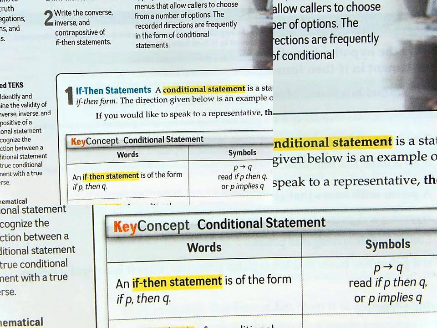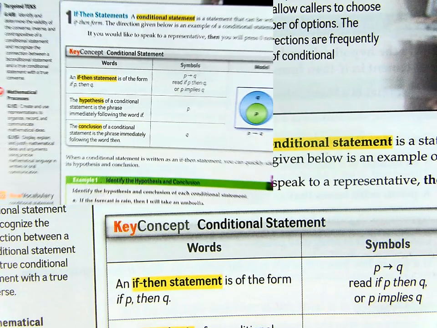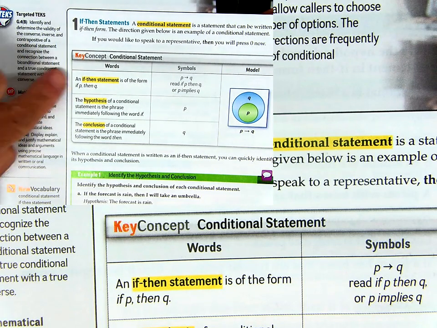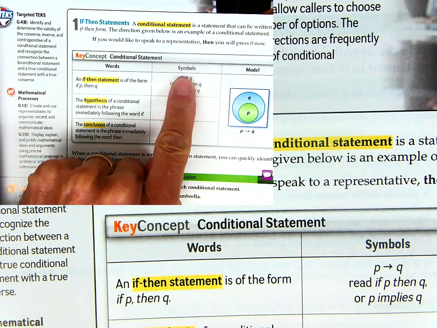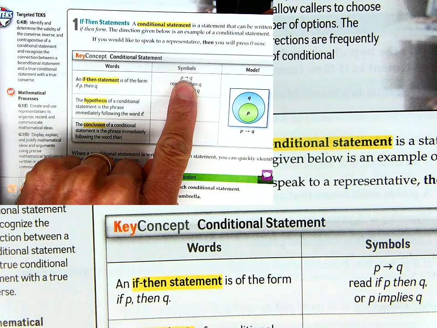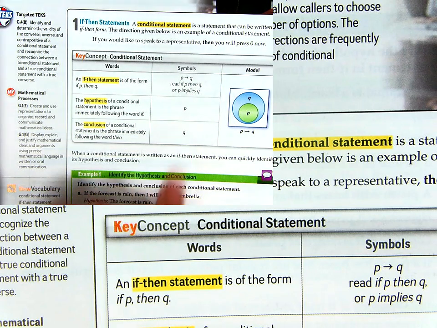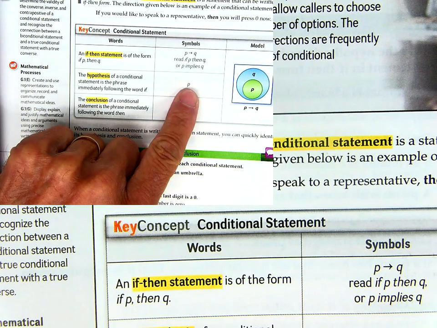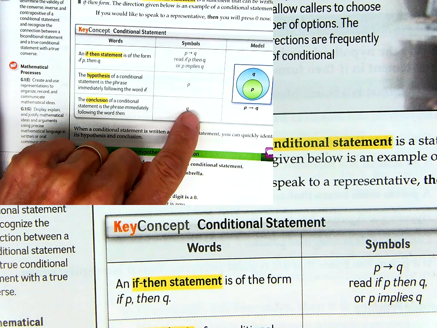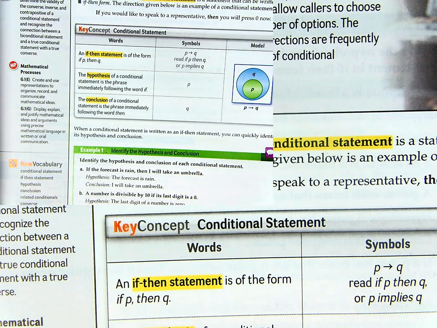All right, so we are on page 107. Just to remind you, an if-then statement in symbolism looks like this, and that's read as P implies Q. Where P is a hypothesis, the part that goes with the if clause. Q is the conclusion, it goes with the then clause.